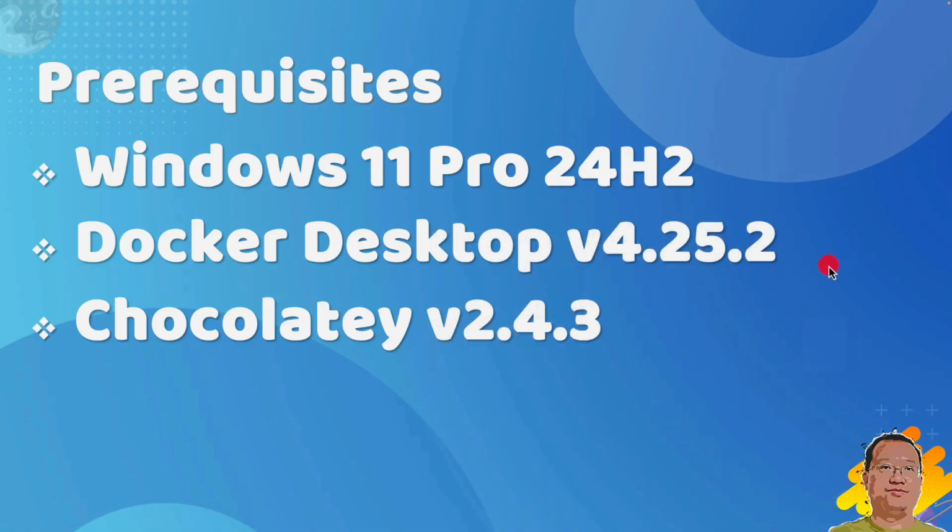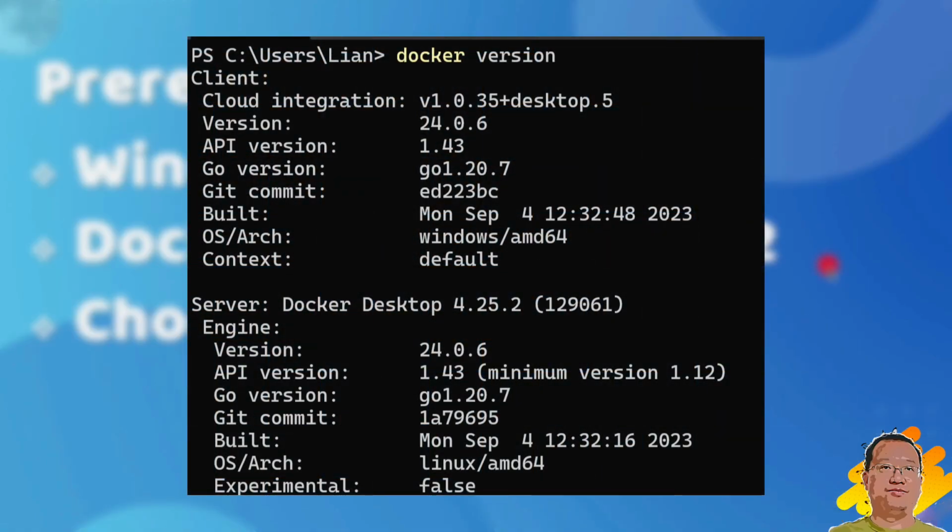My Docker's version is 4.25.2. Make sure Docker Desktop is running and logged in. To check the Docker version is installed and working, run the command docker version.